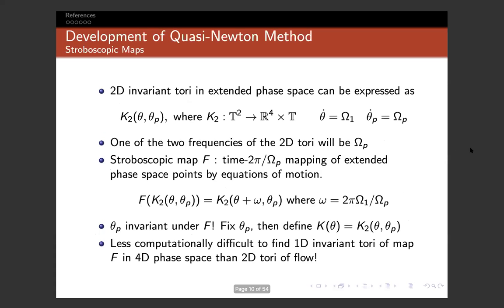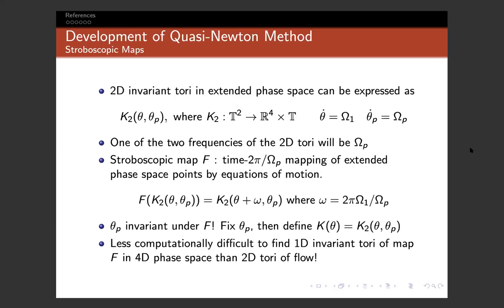So now, just before we start talking about the computation of the tori, I want to define the stroboscopic map. So as mentioned, in the extended phase space, we expect to have two-dimensional invariant tori, where this can be parametrized as a function of two angles, theta and theta p, where this function K2 has the angle theta advancing at some constant rate, big omega 1, and then theta p is the phase of the perturbation, which advances at the frequency of the perturbation, big omega sub p. And we know that because the frequency of the perturbation is big omega sub p, one of the angles should advance at that rate in the torus.